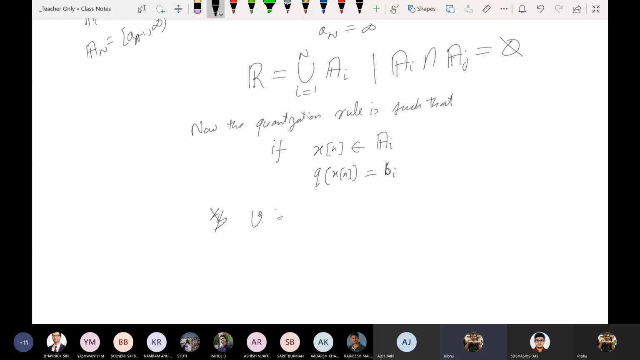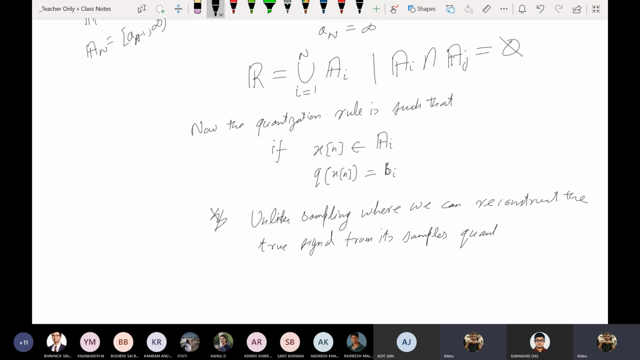unlike sampling, where we can reconstruct the true signal from its samples, quantization is a lossy process. Once I tell you something is 3.14, you cannot say that it's pi, right? I tell you it is 3.14, 3.142, you cannot say that it's pi.